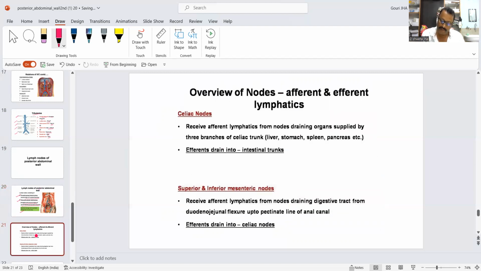So an overview of the afferent and the efferent lymphatic channels. Talking about the celiac nodes, they receive lymphatics from organs supplied by the three branches of the celiac trunk, that is the liver, the stomach, the pancreas, and the spleen, and the efferents drain into the intestinal trunk. Regarding the superior and inferior mesenteric lymph nodes, they drain from the duodenojejunal flexure up to the pectinate line of the anal canal, and they will drain into the celiac nodes.